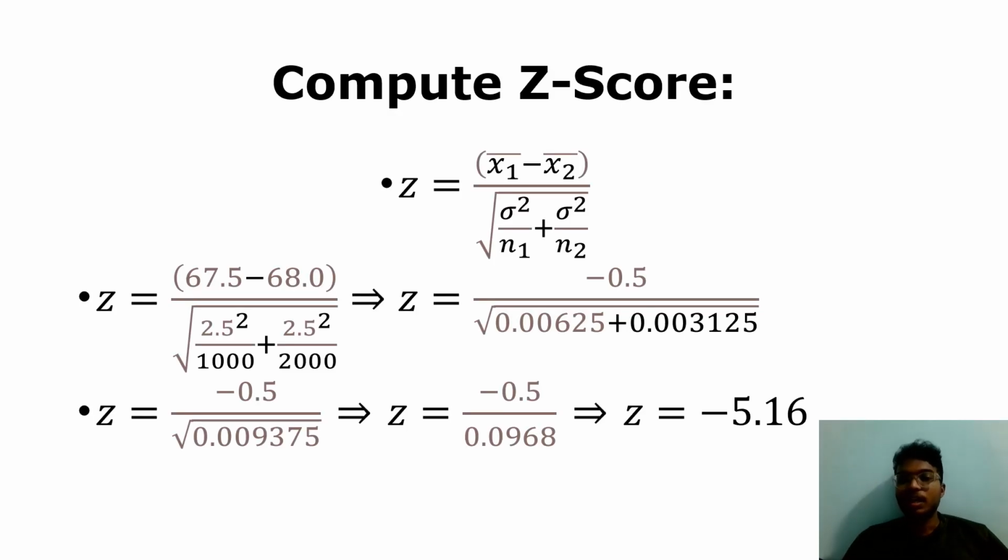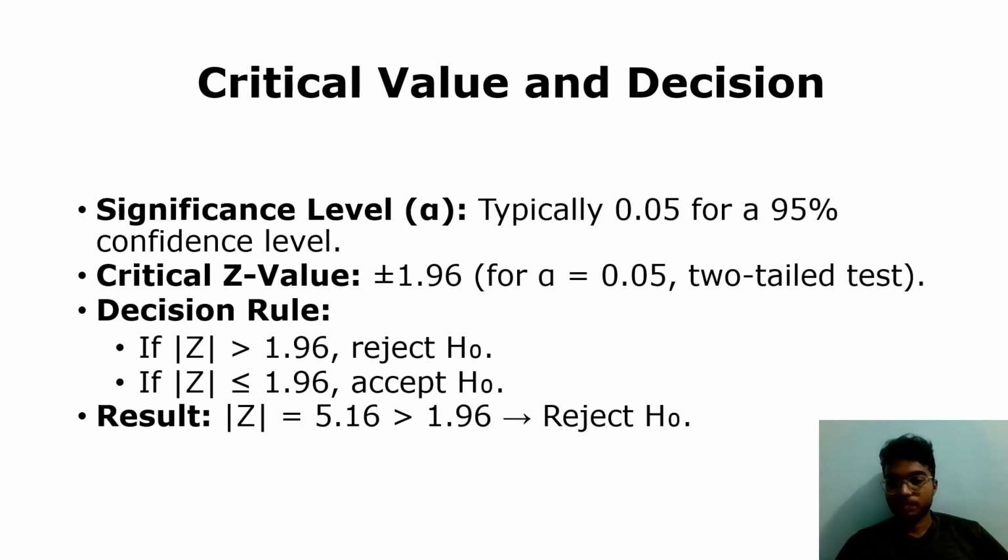So now we'll compute the z score. We'll just substitute all the values that we have discussed now. And on substituting, ultimately we get the value of minus 5.16. Now we'll make the decision here. Firstly, significance level, typically 0.05 for a 95% confidence level. This is a fixed value. And the critical Z value, plus or minus 1.96, based on the two-tail test. It is already a fixed value.